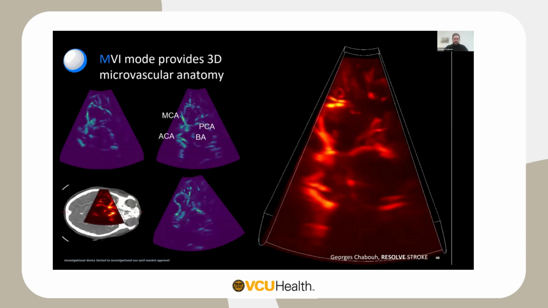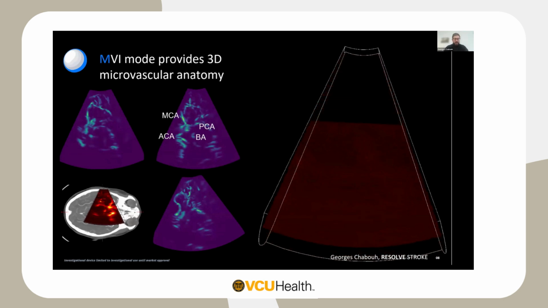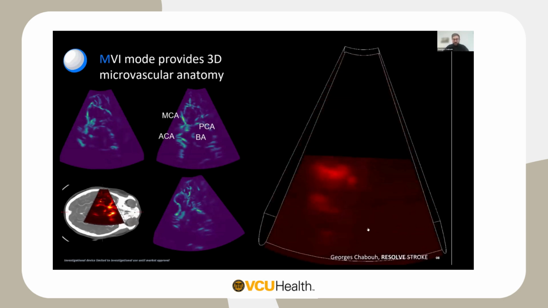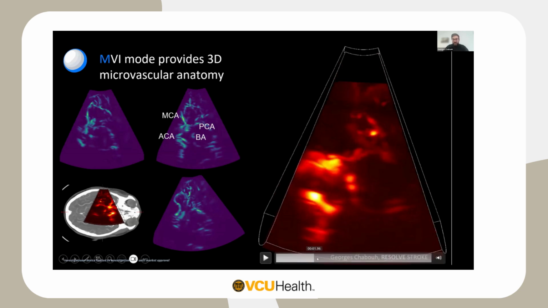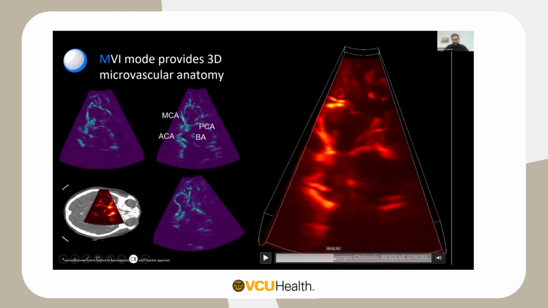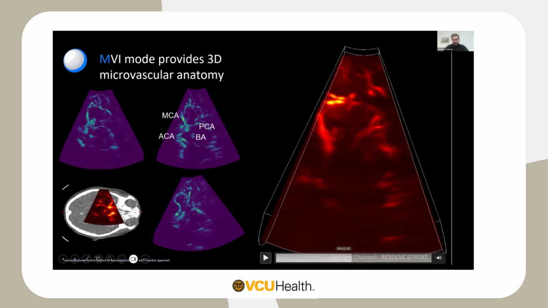So the first mode that I'm going to show today is the microvasculature imaging mode. It provides 3D microvascular anatomy. If you look at this right side, 3D slice by slice animation, you can start to recognize all the vessels. If I take a little pause here, you can start to see the Circle of Willis. You can see the MCA going up. You can see the posterior communicating artery, the anterior communicating artery, and even the basilar artery. And we can also see tiny little vessels up here in the cortex.